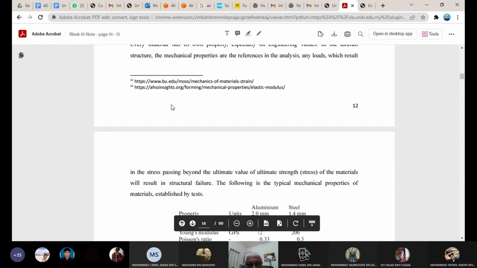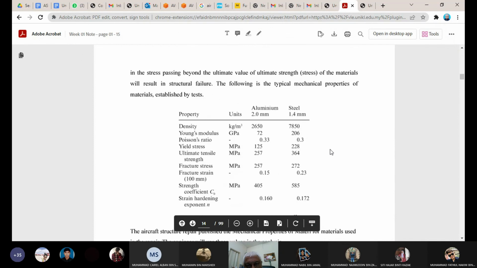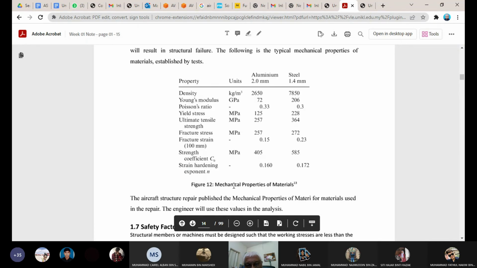Okay, material properties is one of the important things that you need to understand. Each material will have properties. They call it mechanical properties of material. In this example here, we have aluminium and steel. The properties give you the density, Young modulus, Poisson ratio, yield stress, ultimate stress, fracture stress, fracture strain, strength coefficient, hardening exponents. What we are interested in the most is the Young modulus, Poisson ratio, yield.